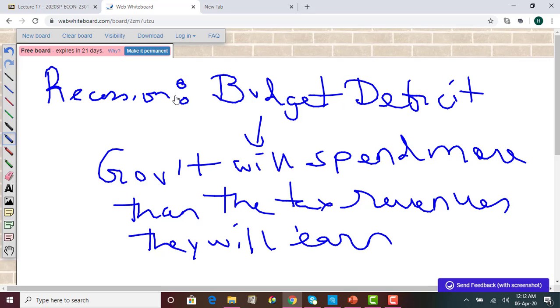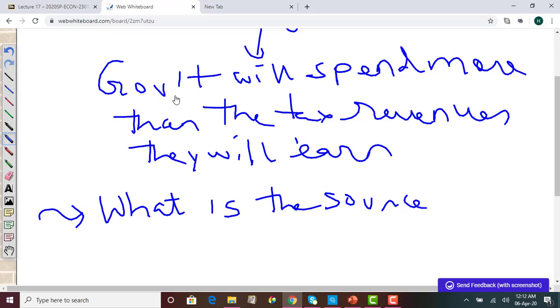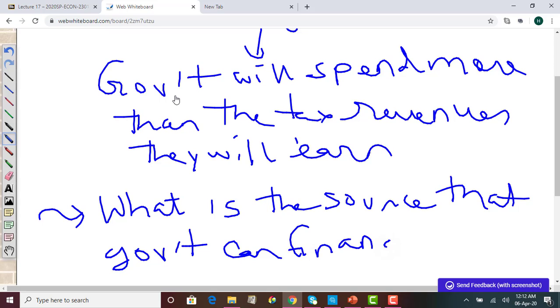In this scenario, how is the government getting this extra money? They are spending more than their income. So what is the source of this money, or what is the source that the government can use to finance that deficit? We need to know, because when the government is spending more than what they're earning, where are they getting the money from, how are they covering up this deficit?